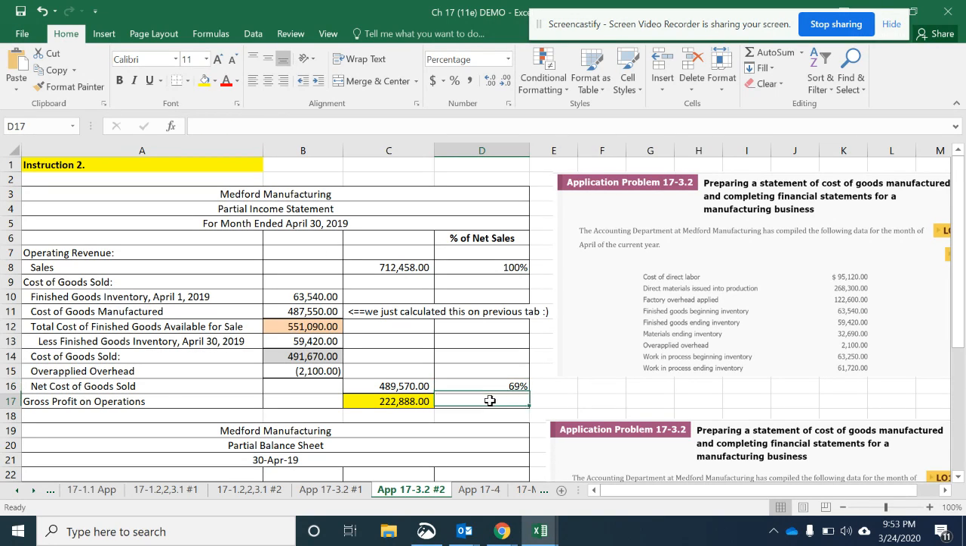And we can do the same thing with our profit. Everything goes back to sales, 31. So these total would be 100.